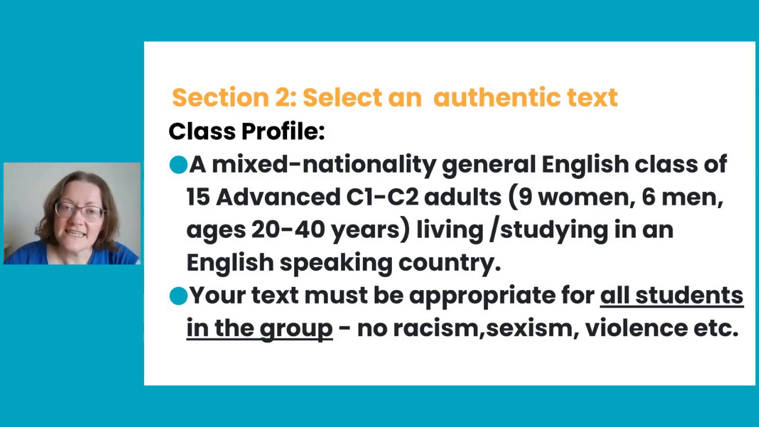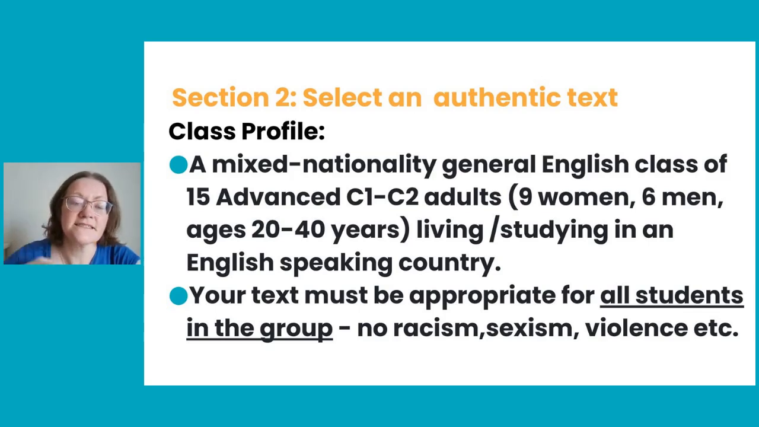Now, moving on to section 2. This is the longest section of the assignment C. So section 2 is all about selecting an authentic text. Okay, just one. Selecting an authentic text. Now, for section 2, you do have a specific group of students in mind. Okay, we are giving you a class profile, just to help you, to guide you in your selection of an authentic text.